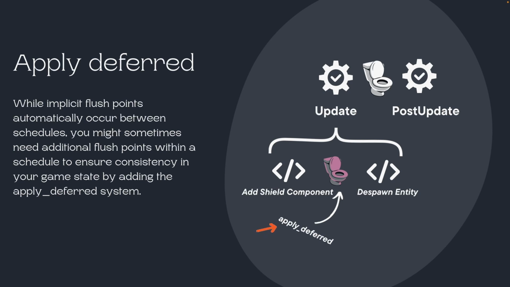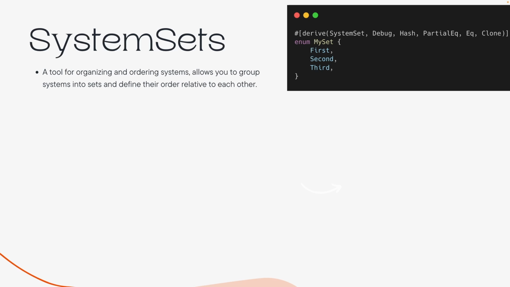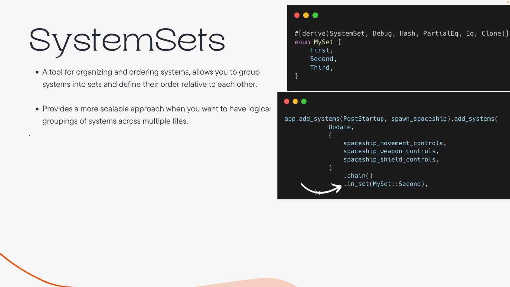However, what if we want to orchestrate systems across multiple different plugins such that they run in an order? This is when SystemSets come in handy. SystemSets are a fundamental tool for organizing and ordering systems. They allow you to group systems into sets and define their order relative to each other. This provides a more scalable way to approach ordering systems when you want to have logical groupings of systems across multiple files.